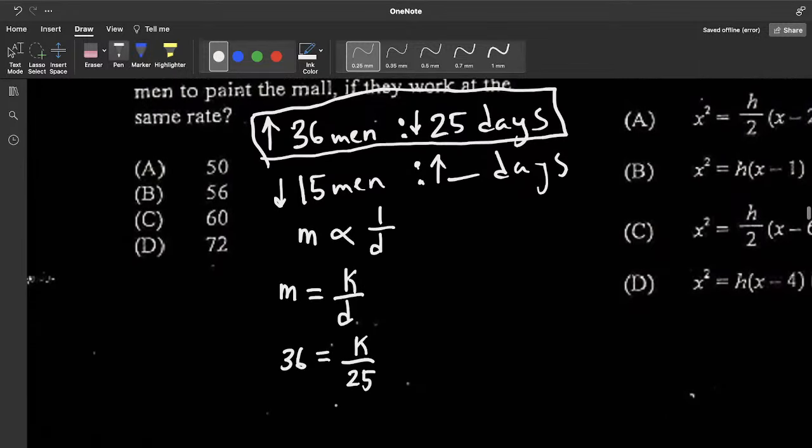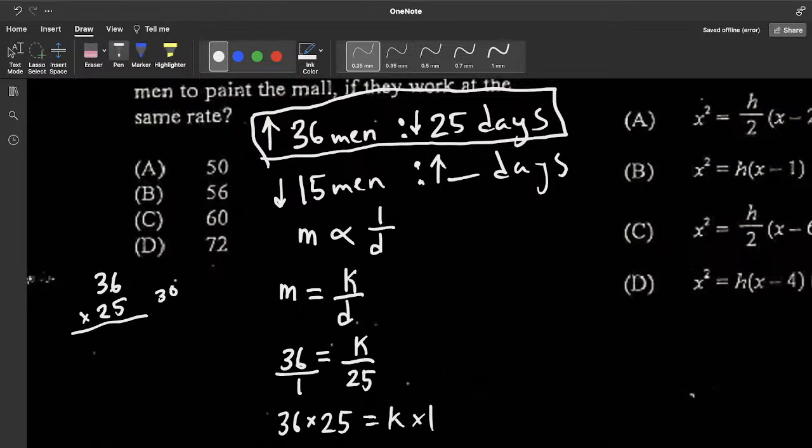Now, similar to what we did earlier, we cross multiply to get K by itself. So we end up with 36 times 25 is equal to K times 1. If we want to figure out what K is, we need to multiply 36 and 25. So 36 times 25. So 5 times 6, what is 5 times 6? That's 30.